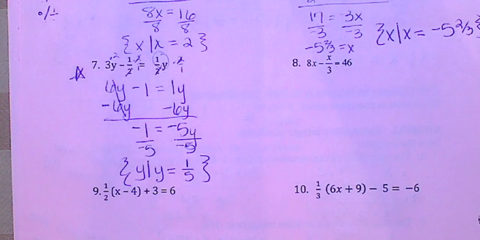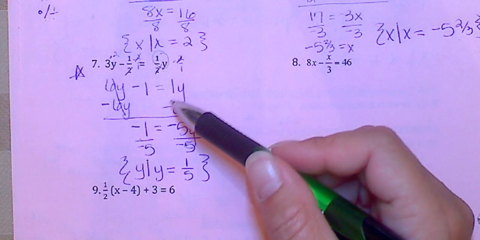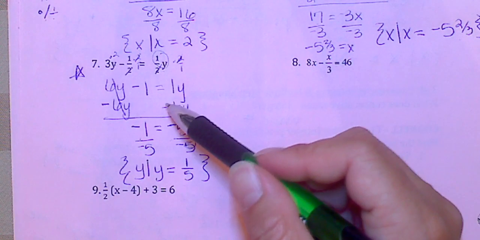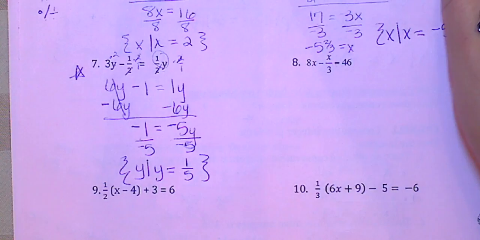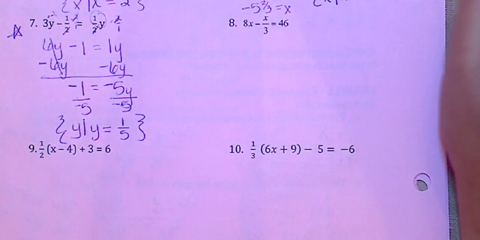Now this you will not see on your homework tonight because this is, like I said, variables on both sides. It's what we're going to cover tomorrow. So you won't see that. So if you're a little confused by that, don't worry, we'll practice that more. But 8, we should be able to do with no problem.